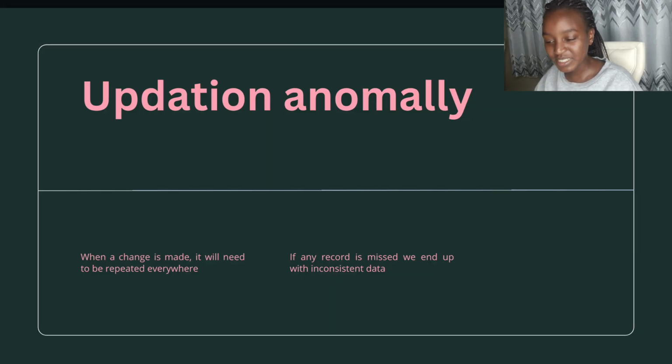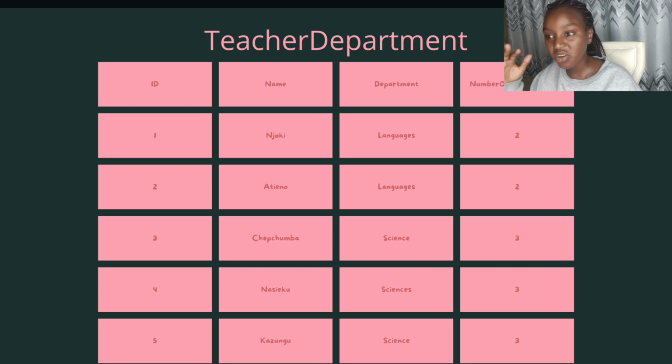Update anomaly. So when a change is made, it will need to be repeated everywhere. If any record is missed, we end up with inconsistent data. So not only are we needing to now look at all these teachers and then getting all the departments that are science, we also run into an error if we miss any record.